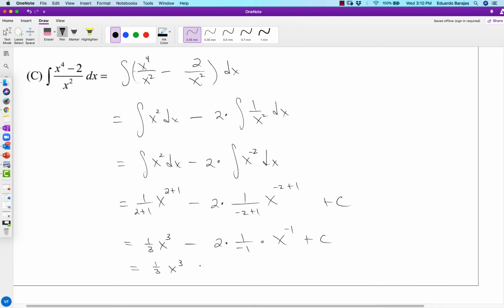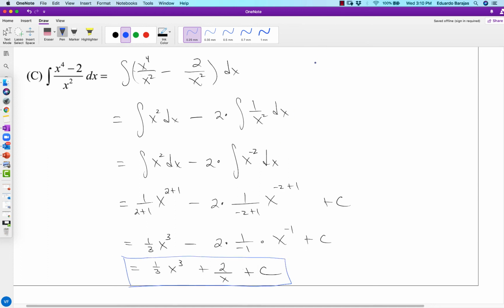And so that will simplify as 1/3 x to the third power. The minus and the minus turn into a plus 2 times, and then x to the negative 1 power is 1 over x. Or we can just write 2 over x, just to make it extra nice. 2 over x plus c. Good. And so that's our answer.